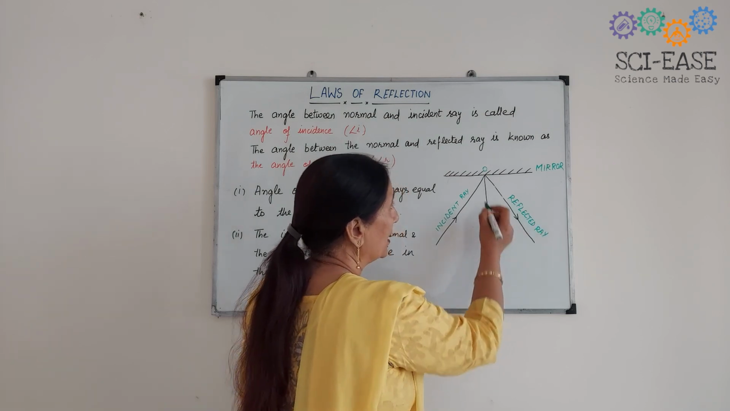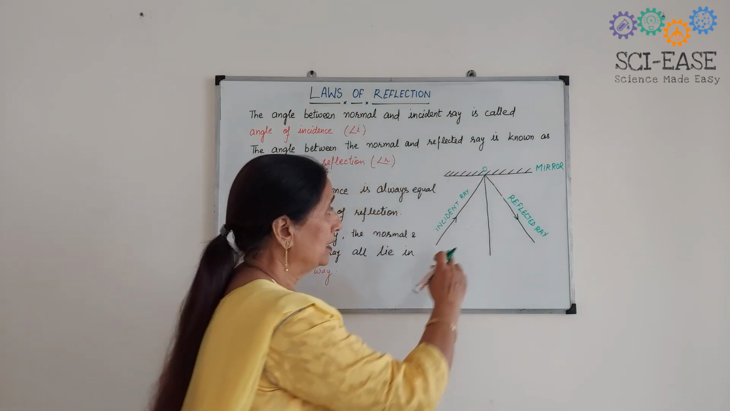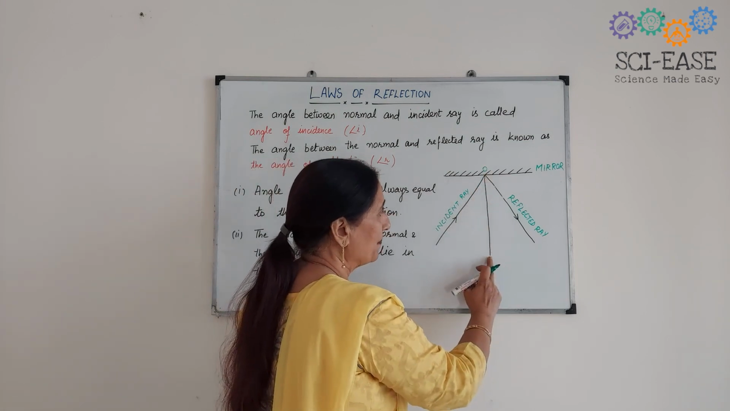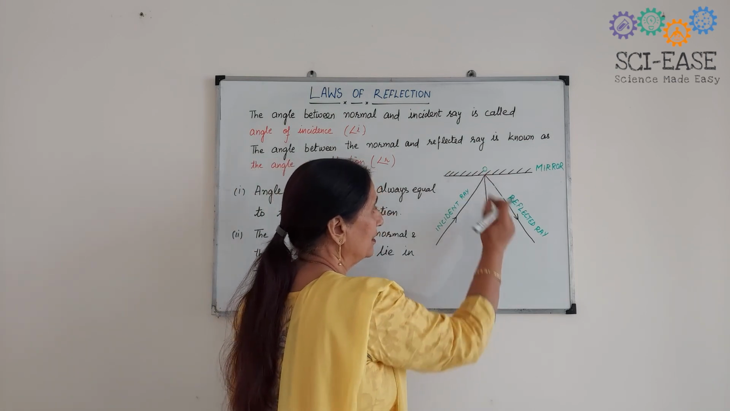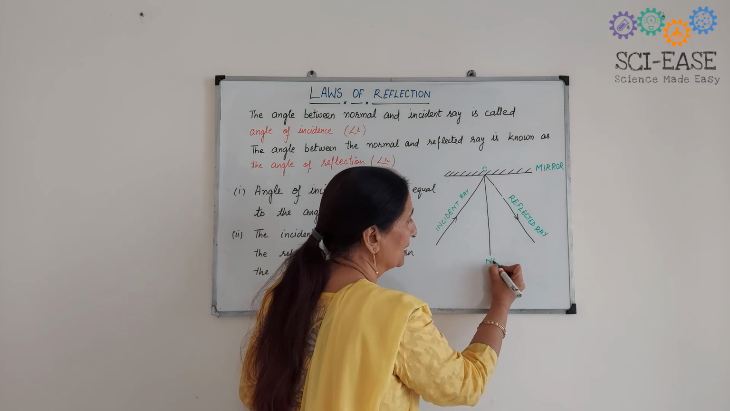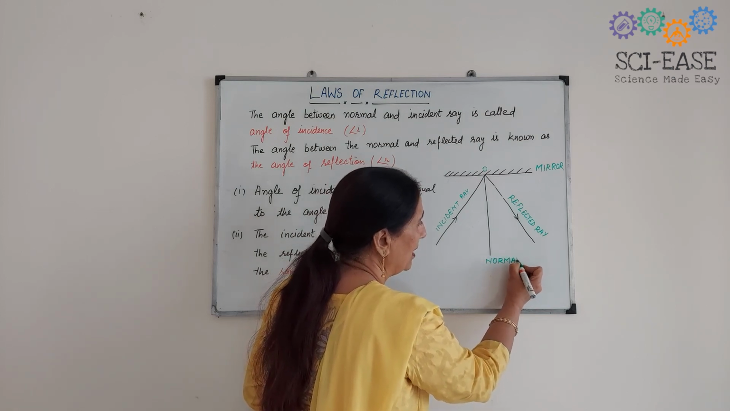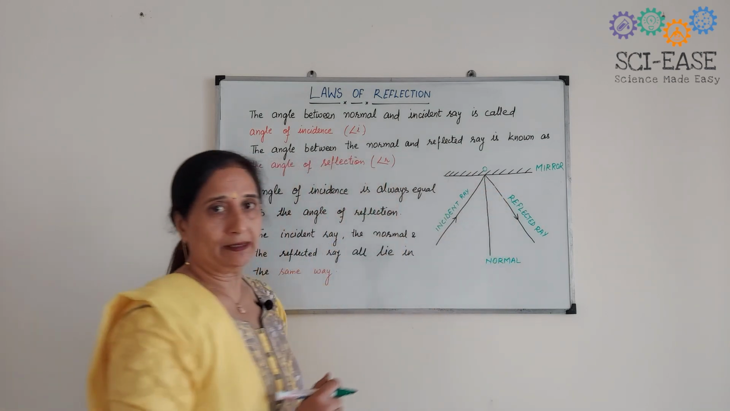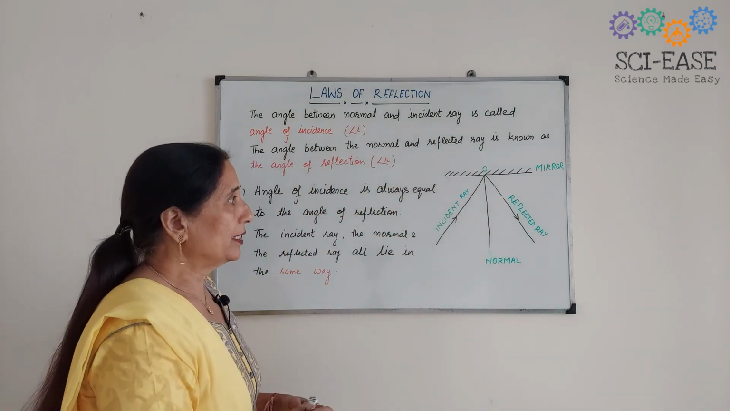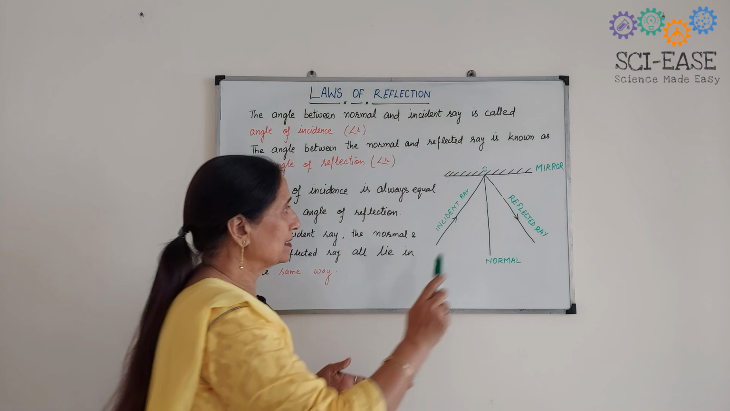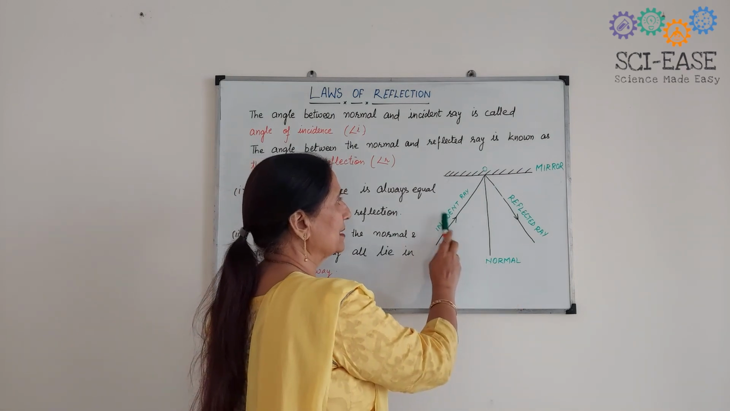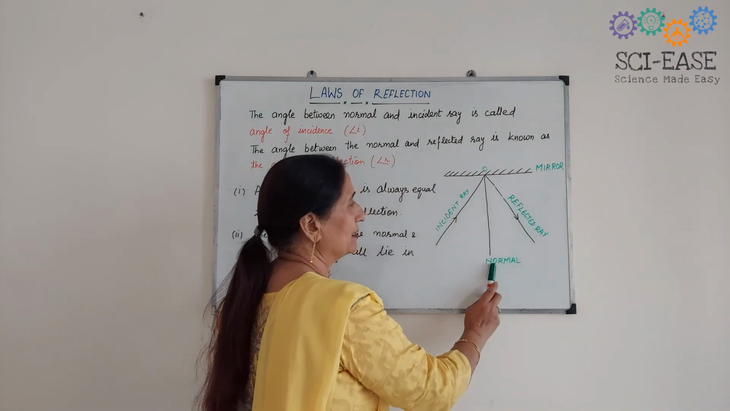Now, you draw a 90-degree line here, which is known as normal, N-O-R-M-A-L. This is a normal. So there are three rays. You can say this is the incident ray, this is a reflected ray, and this is the normal.